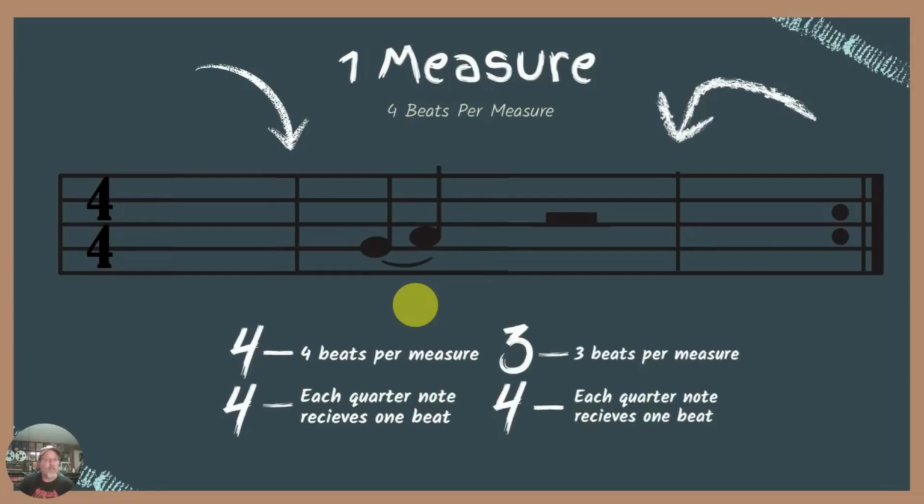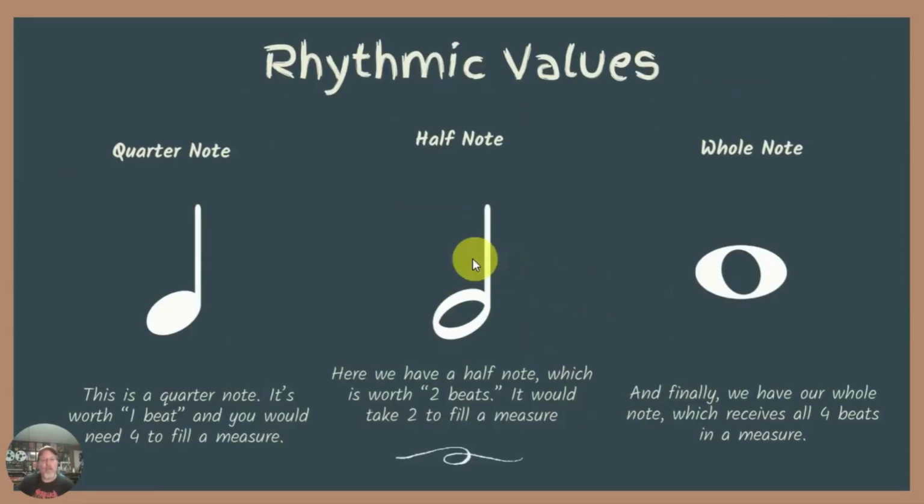So really, the most common ones are 4/4 and 3/4. 3/4 is simply 3 beats per measure, so it'll be 1, 2, 3, 1, 2, 3, 1, 2, 3. That's if you see 3/4 over here. But this is 4/4, so it's going to be 4 beats per measure. So that is how that all works. Now let's go ahead and take a look at the different rhythmic values.